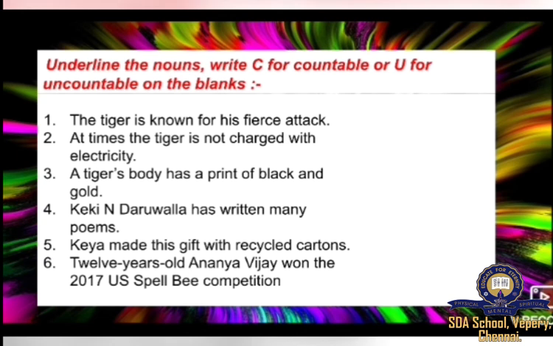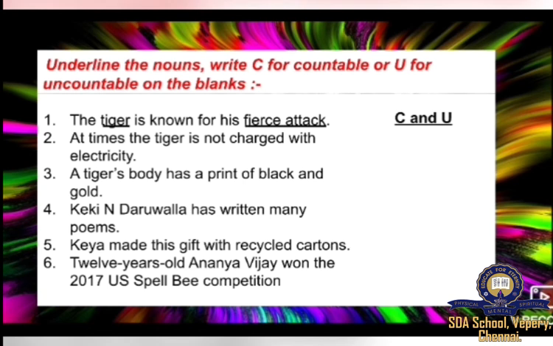So now, let's look at the book exercise. Underline the nouns. Write C for countable or U for uncountable on the blanks. First one, the tiger is known for its fierce attack. So first, the tiger is a noun, and here fierce attack is a noun. Tiger is countable and fierce attack is uncountable.